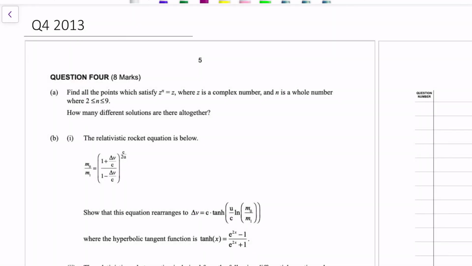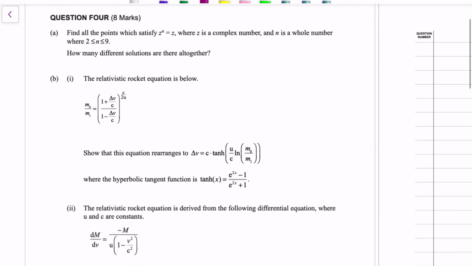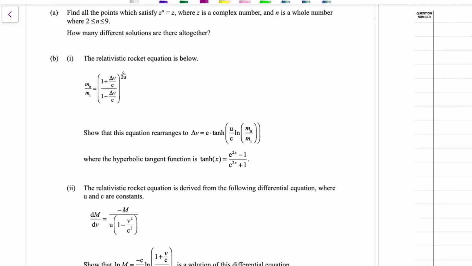Kia ora and welcome to this video on question 4 of the 2013 Scholarship Calculus exam. The question consists of two parts. The first part is a complex numbers problem, which is kind of like a hard merit question, I guess. And part B involves this nasty proof and differential equation. We're going to look at that in two different ways, one by integration and the other by differentiation.